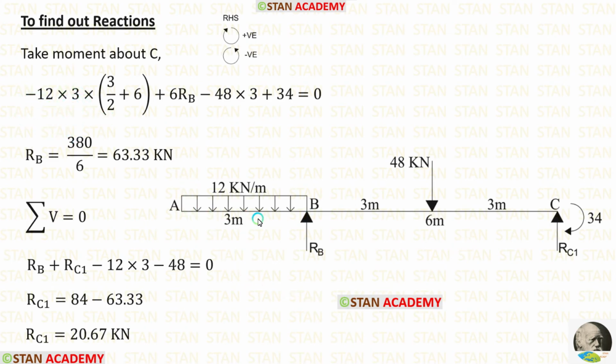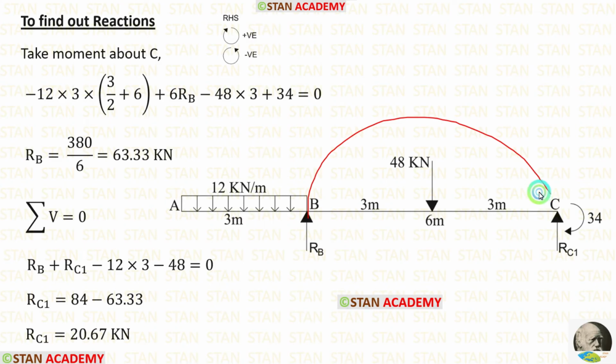Then for the UDL, we have to find the centroid distance. Here the distance is 3. So the distance 3 by 2. We are taking moment about C, so we have to take this distance also. This distance is 6. So we have to add 6.